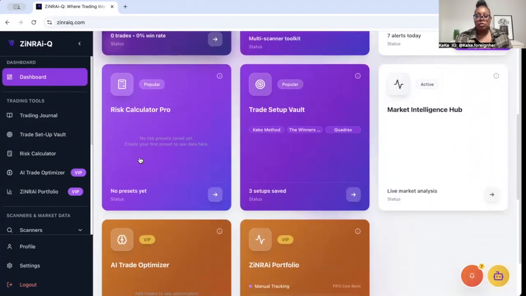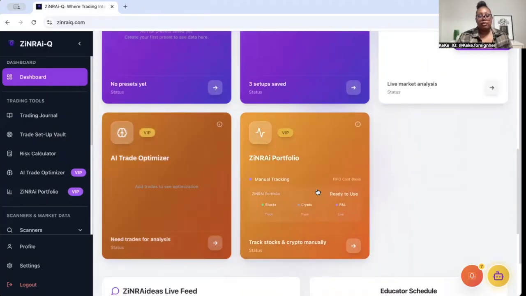If we keep scrolling here, we also see that we have access to two other things that are coming: AI Trade Optimizer and ZiNRAi Portfolio. These are two things that are also going to be super lucrative, in the sense that our portfolios are going to be automatically analyzed to see where was the plus, where was the minus, what are some projects that are not doing well, that are doing well. And then trades that you did take, did the analysis pan out? Are certain strategies just not working for you? Are certain trades that you're taking too early, too late, etc.? These are things that we can look forward to.